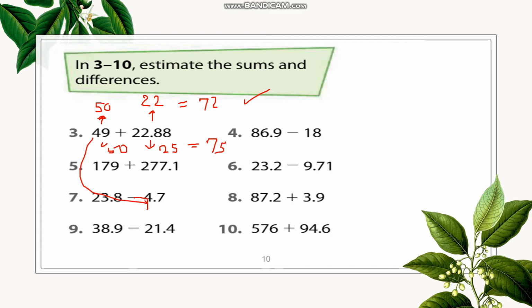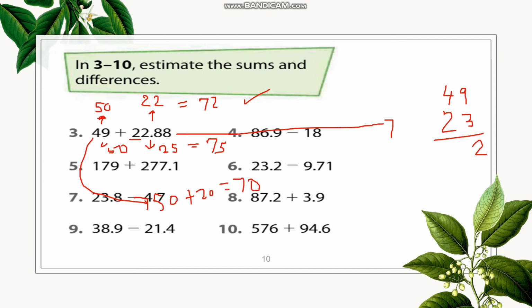Or I will use the rounding method. So 49, I will round it to the nearest tens, which is 4. So 49 becomes 50. And the tens place here is 2. So it becomes 20. So 50 plus 20, that is 70. Okay? Or I will change 22.8, that is nearest to 23, and I will copy the same as 49, so that is equivalent to 72.